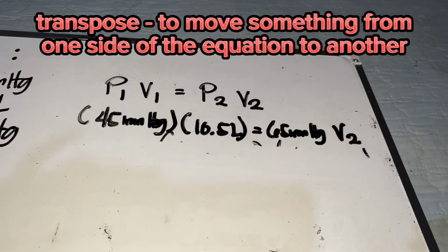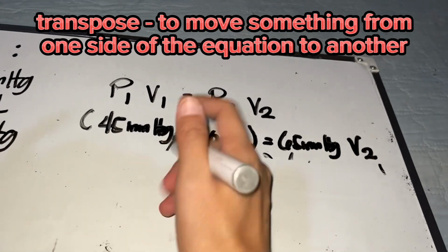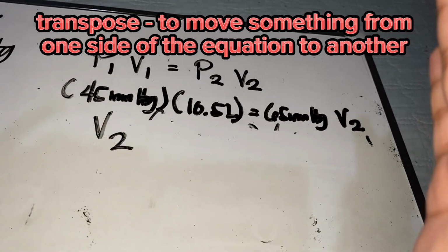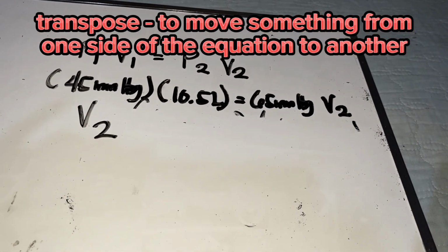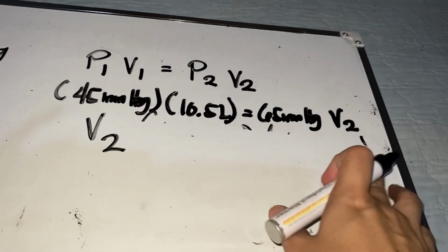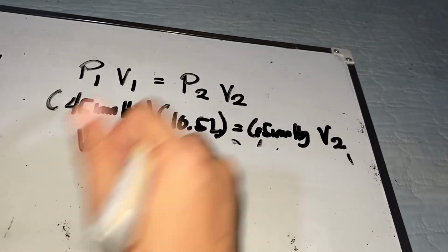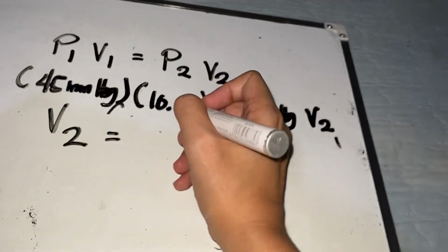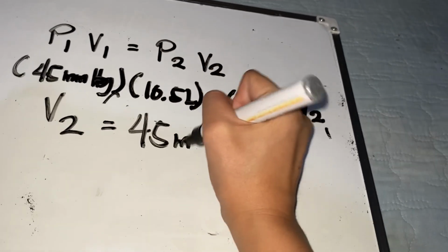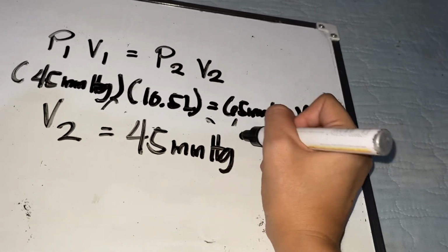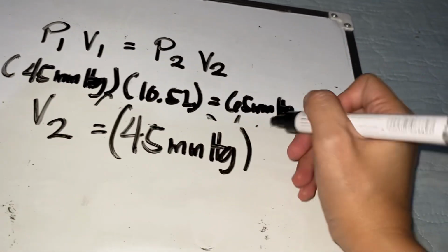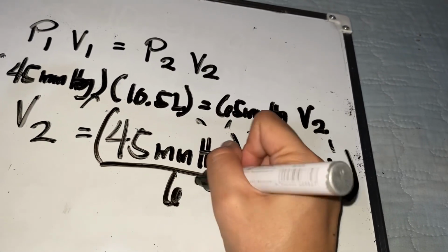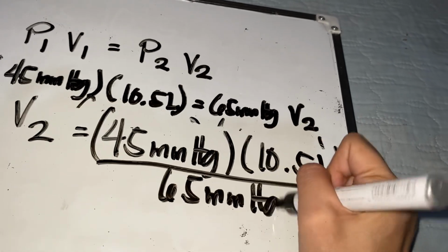Now let's transpose V2 from here to here. To transpose means to move something from one side of the equation to another. So let's say, for example, V2 here will be transposed here, and P1 and V1 will be transposed to the other side. So we have here 45 millimeter mercury and 10.5 liters over 65 millimeter mercury.